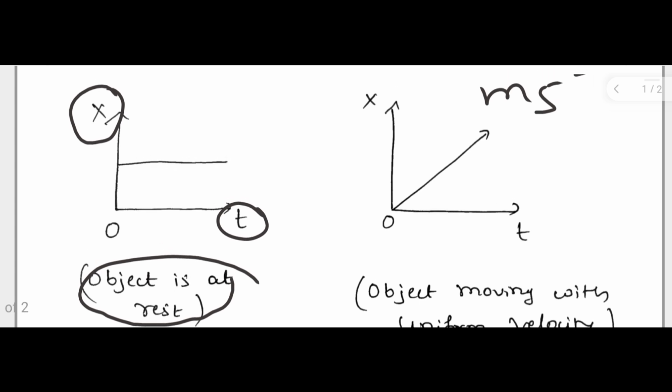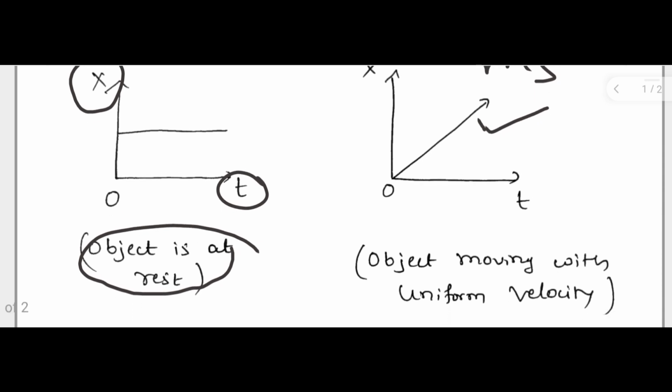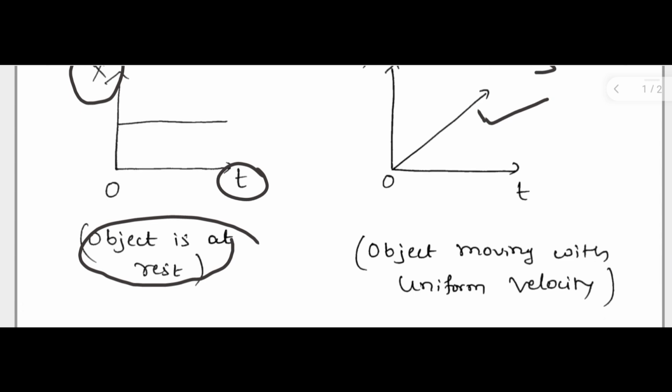In the second graph, from the origin the straight line is increasing. This is the increasing order of a particle motion. We name this graph an object moving with uniform velocity. Here we can easily observe equal intervals of distance with respect to equal intervals of time. That's why we call it uniform velocity.